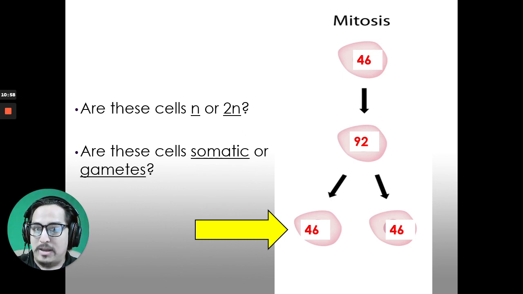Okay, the answer is 2N, right? Because I told you 1N equals 23, 2N equals 46. Now, are those somatic or gamete? It's a little bit tougher. But remember, somatic are 2N, and then gametes are just N. So since we said that this is 2N, therefore, this is somatic, right? 2N, somatic.